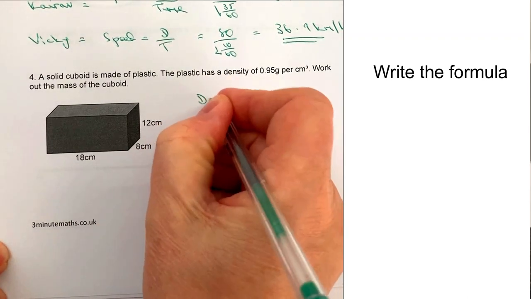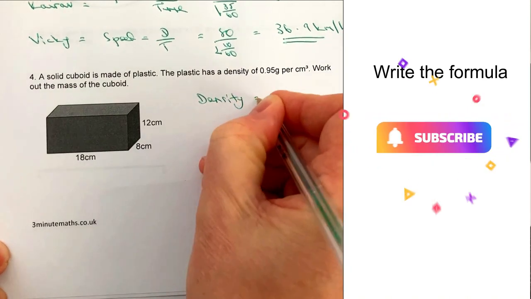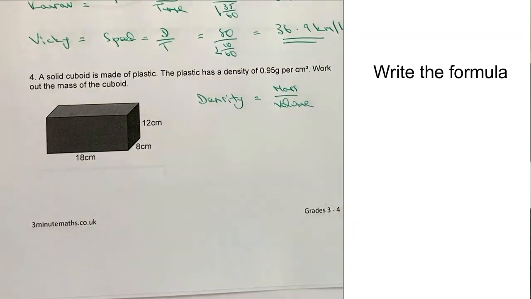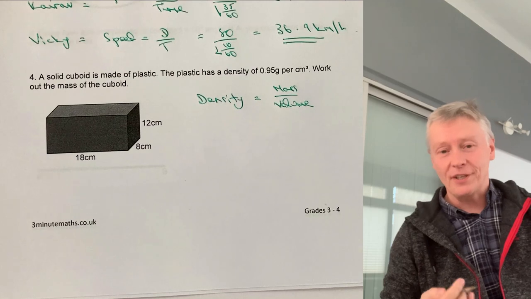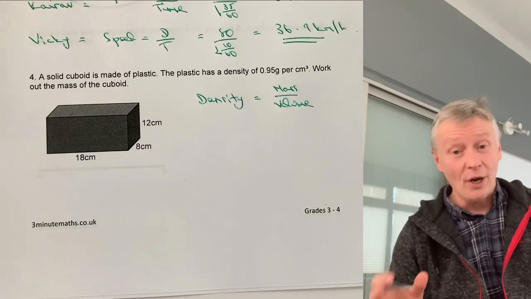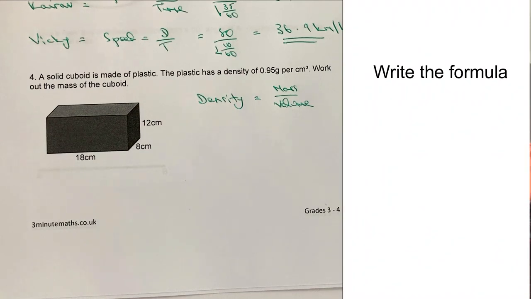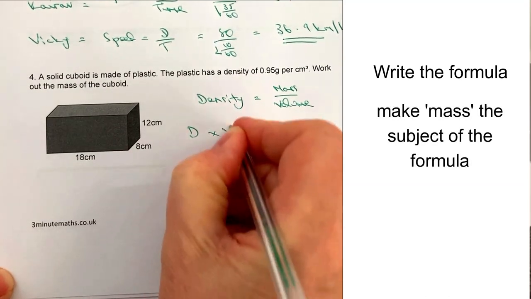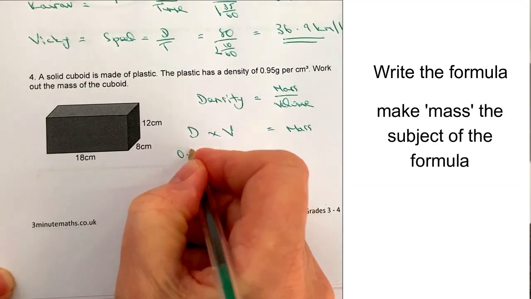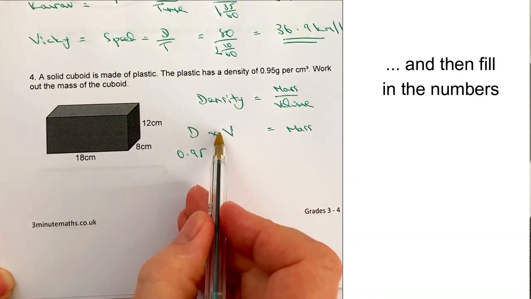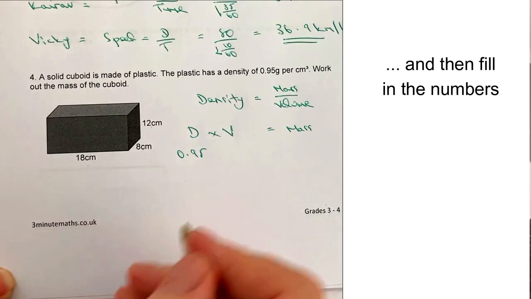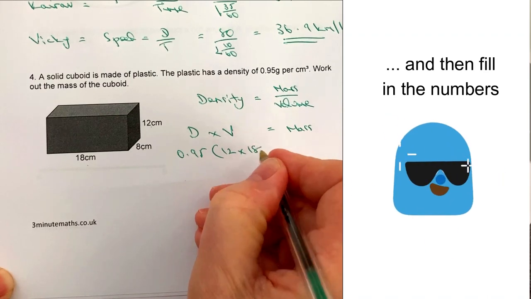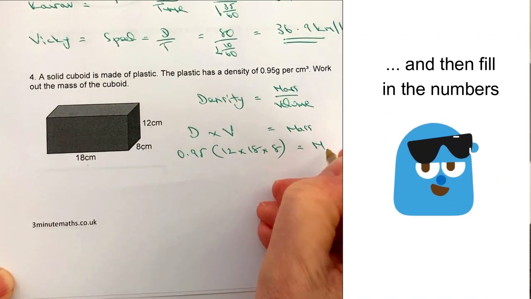Okay, so again, you might have a way of remembering this. I just remember density equals mass divided by volume. Now what we're being asked to do is to work out the mass of this particular cuboid. So what I'm going to do is multiply both sides by volume, which means that mass is going to be equal to density times volume. Now we know the density is 0.95, which we're told there, and the volume is going to be 12 times 8 times 18. I'm actually just going to write those into a bracket. So 12 times 18 times 8 will give me the total mass.